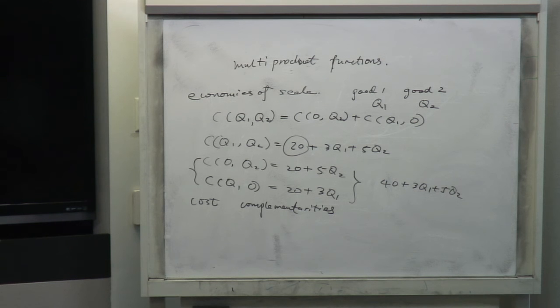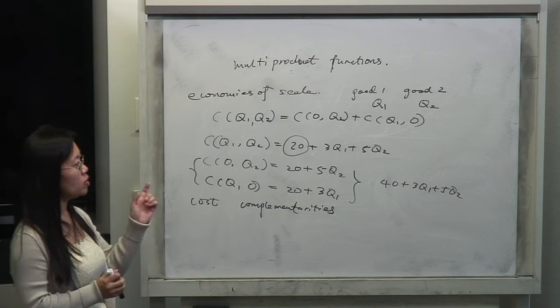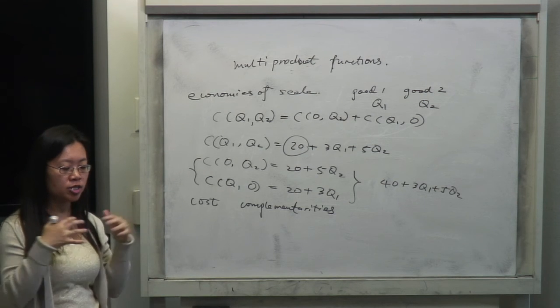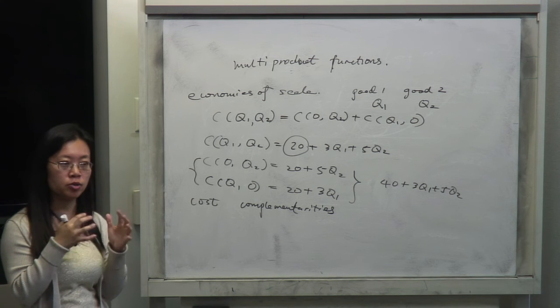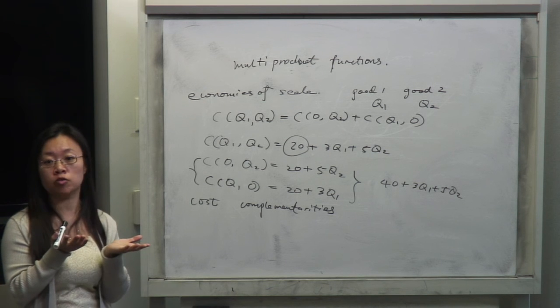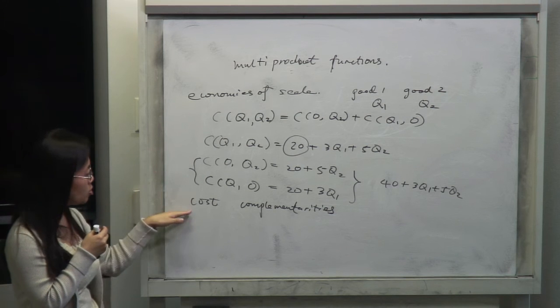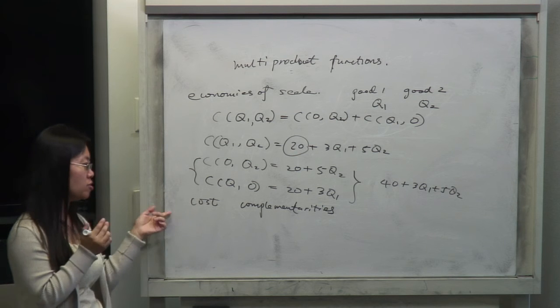That's what you would call them, cost complementarities. So what this tells you is that the nature of economies of scale is that they share the same resources when they produce. When you produce them together, you save on those fixed costs, the fixed input. That's the essence of this. This is different, even though it's still the same money by producing two.